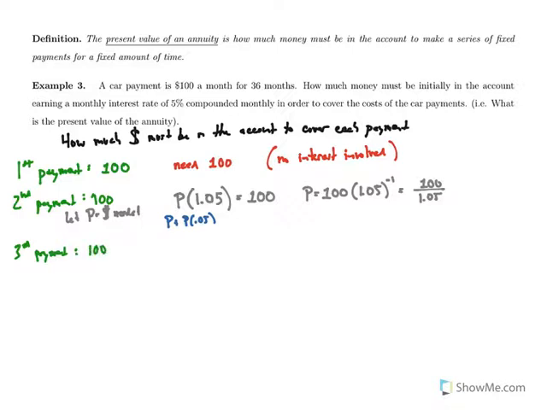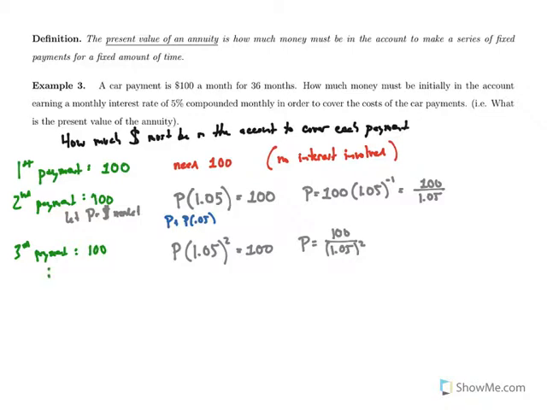Again, we're going to let P be the money that we need. But here, this money earns interest for 2 months. So that's 1.05 squared, and that has to equal 100. So here, the money that we need is going to be 100 over 1.05 squared.